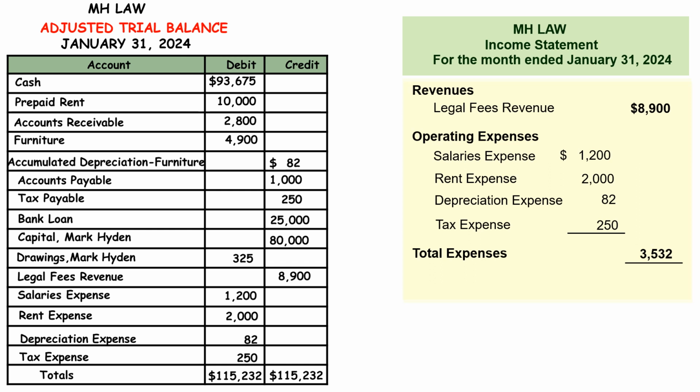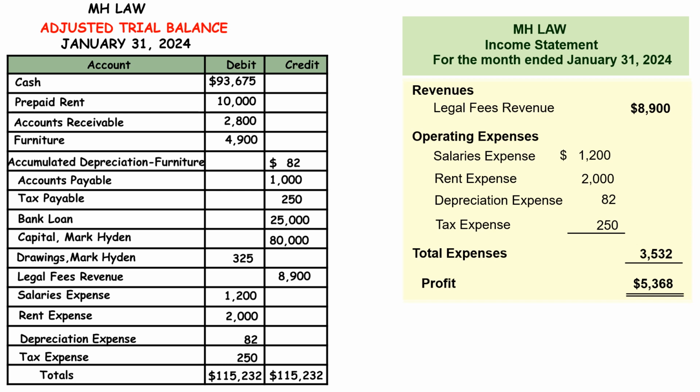Now finally, we need to calculate the profit or loss for the business. So we will put in a heading profit and then we are going to subtract our expenses of $3,532 from our revenues of $8,900. Since our revenues are more than our expenses, it will give us a profit. So the profit is $5,368. Revenue minus expenses give you profit. So your income statement will look like this here.